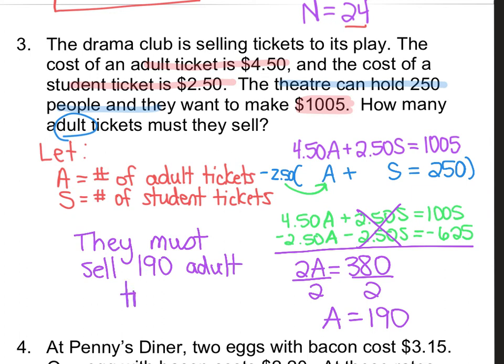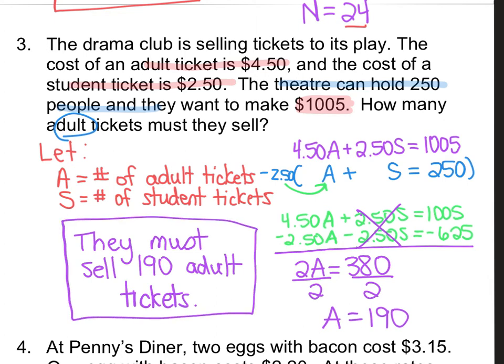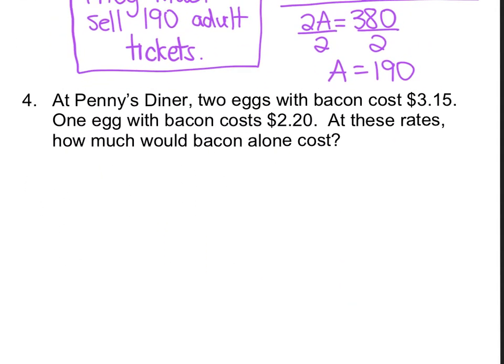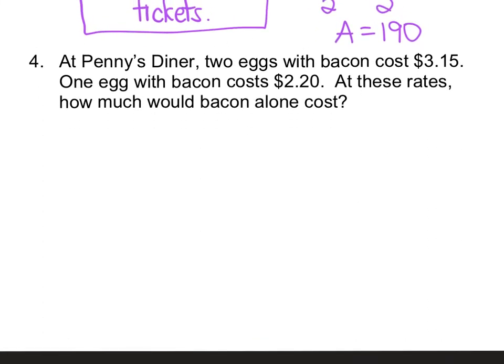So the key to these problems is being able to set up the equations correctly and understanding which choice would be better, elimination or substitution. Again, elimination is best used when both of your equations are already in standard form because you can just eliminate whatever you need. So let's look at the last problem. At Penny's Diner, 2 eggs with bacon cost $3.15. 1 egg with bacon costs $2.20. At these rates, how much would bacon alone cost?